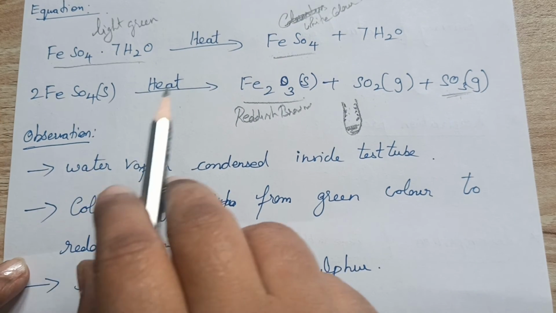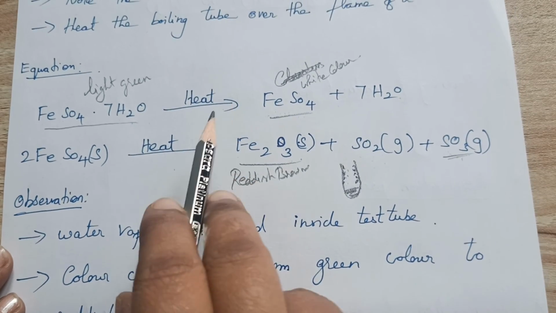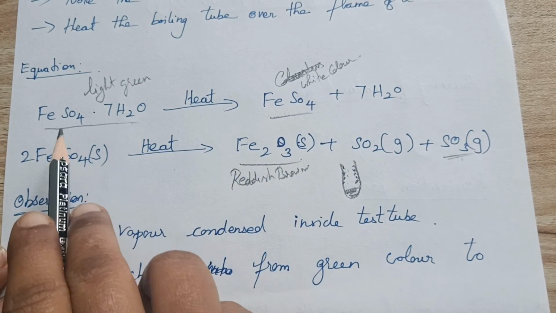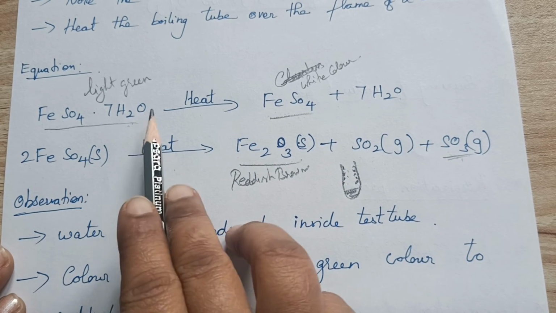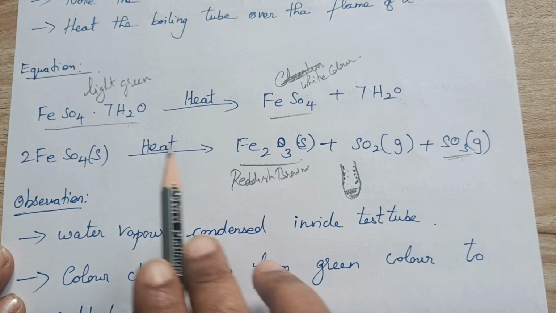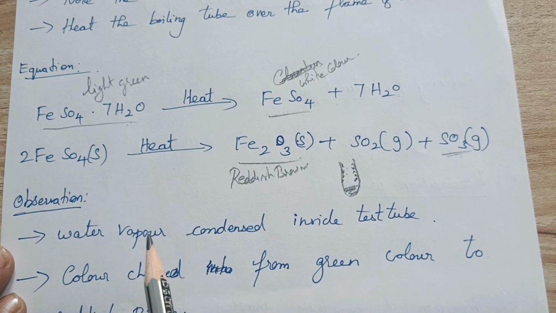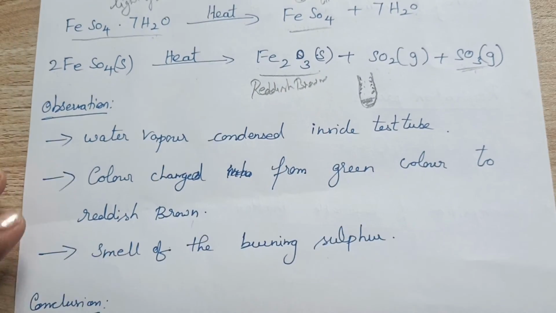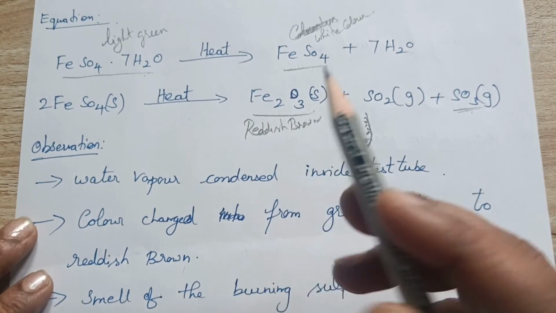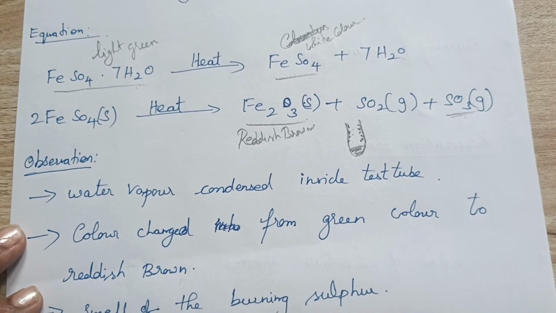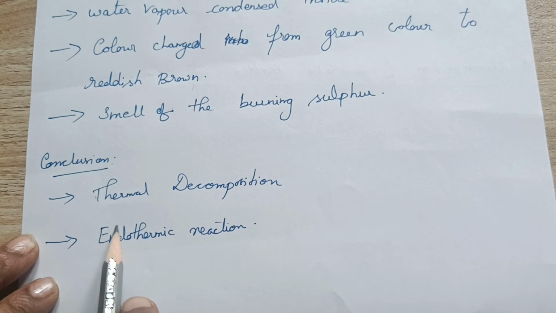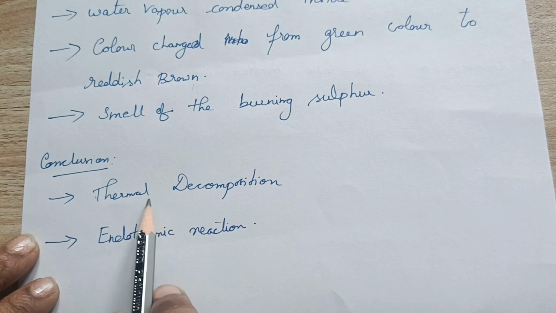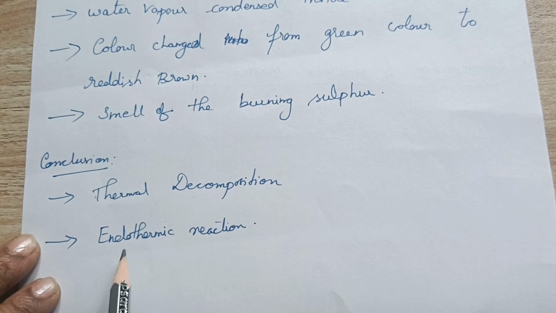This reaction takes place in the presence of heat, and also the single reactant is split into so many products. So it is an example of thermal decomposition because it happens in the presence of heat. Also it consumes energy, right? It consumes heat energy for this reaction. So it is an example of an endothermic reaction. It is an example of thermal decomposition, as well as, based on the temperature, an endothermic reaction.